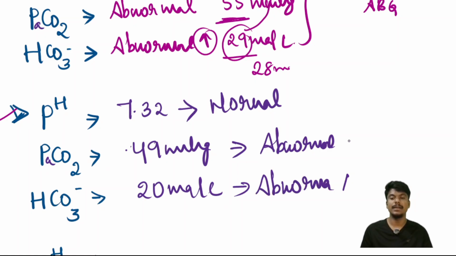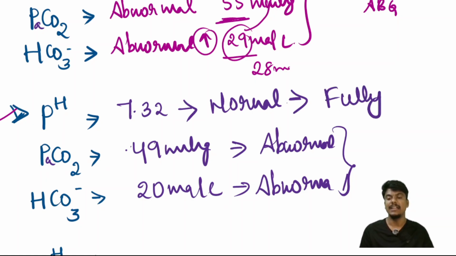So here is what happened. Two parameters are abnormal, but your pH is normal. So we can say this ABG is fully compensated. Ultimately, if pH is normal, that is fully compensating. It is stating that it is fully compensated. This ABG parameter is a fully compensated ABG.